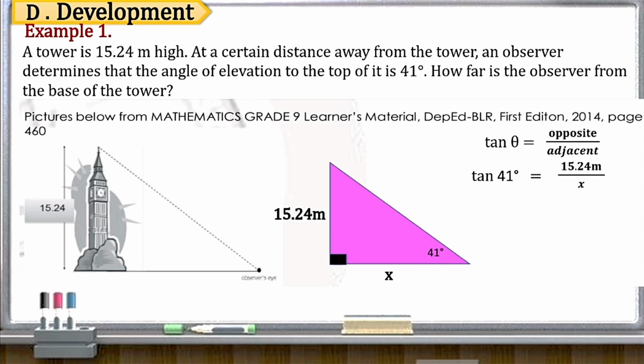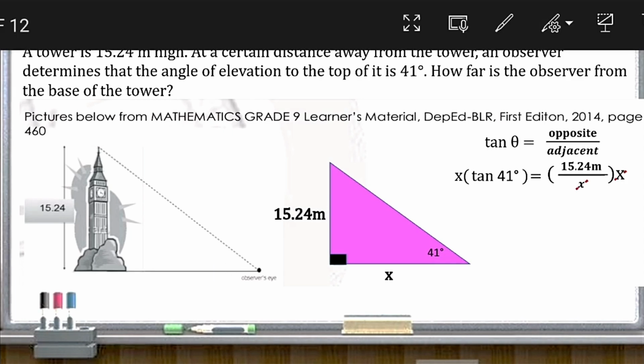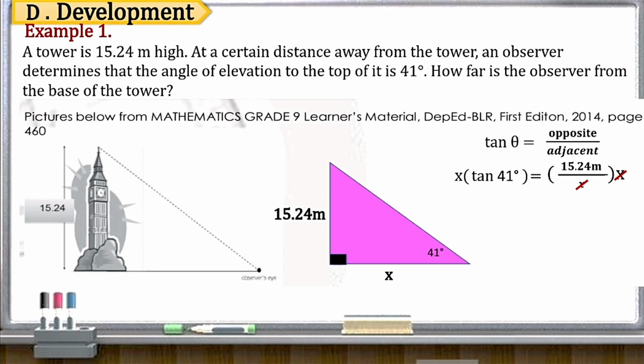After that class, gagamitan natin ng multiplication property of equality. So, multiply both sides by x. Then, makakancel dito class yung x. So, magiging x times tangent 41 degree is equal to 15.24 meters.